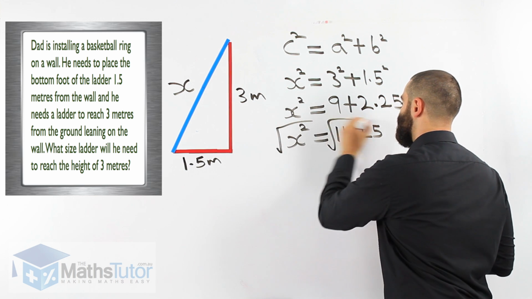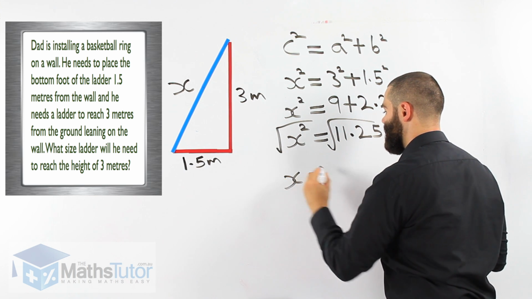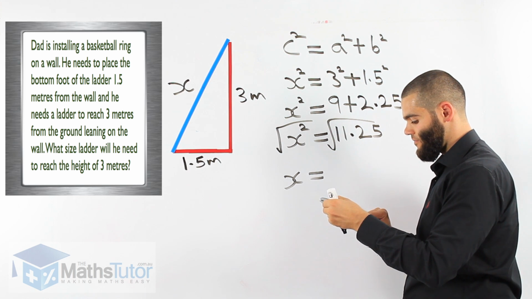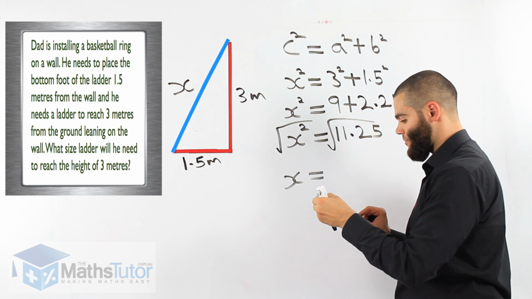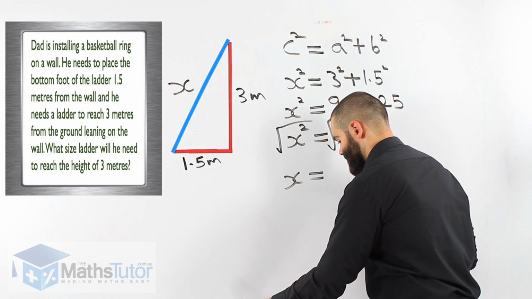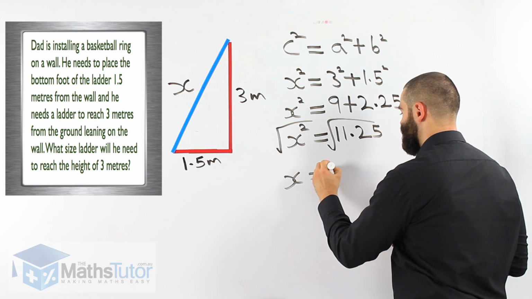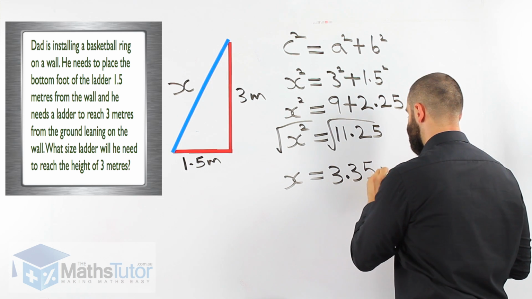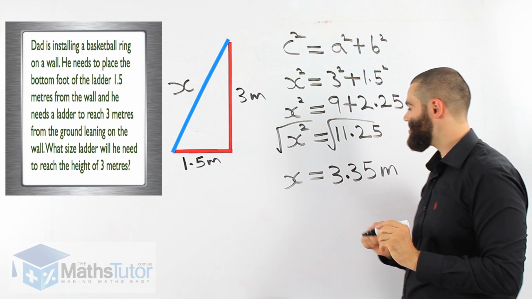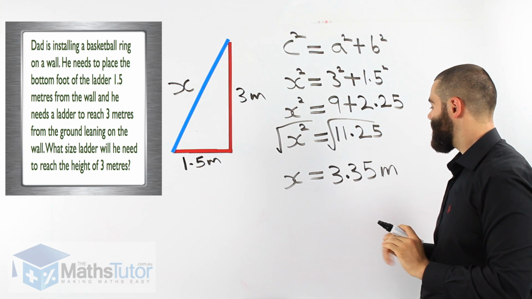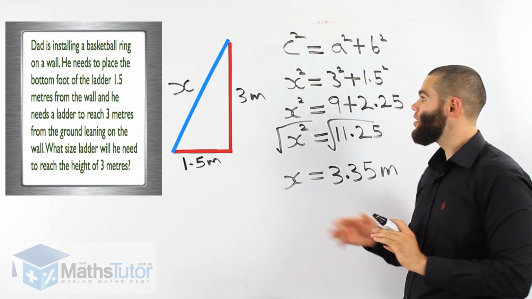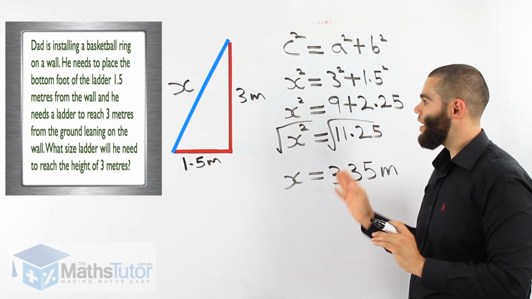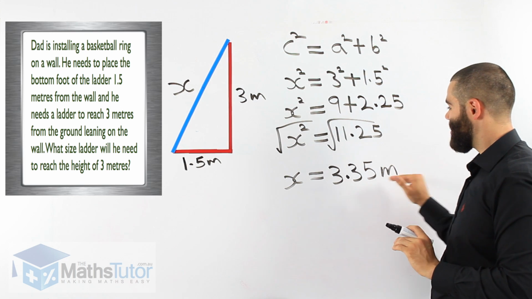We square root. Grab your calculator, square root 11.25. The ladder needs to be at least 3.35 meters to 2 decimal places. Dad needs a ladder that is at least 3.35 meters to reach the height he needs to install this basketball ring. Again, very important. What do you notice?